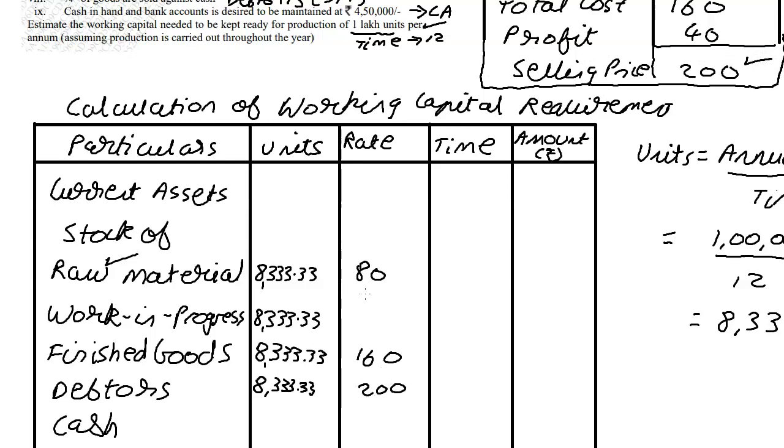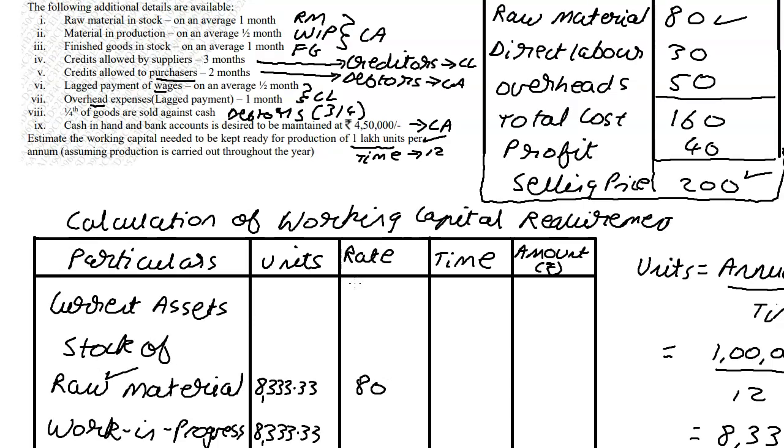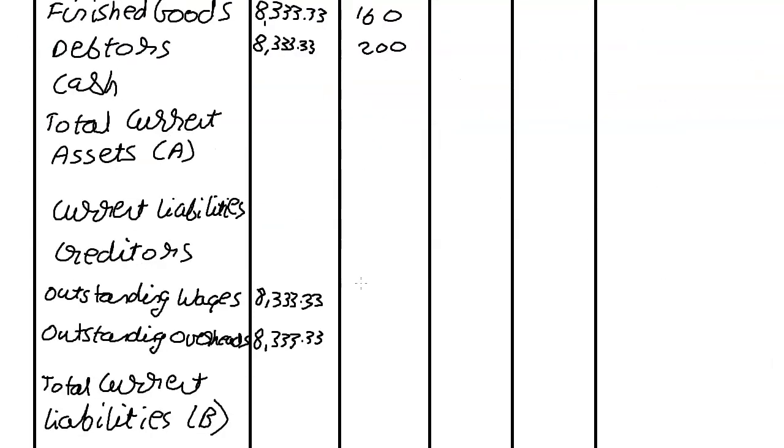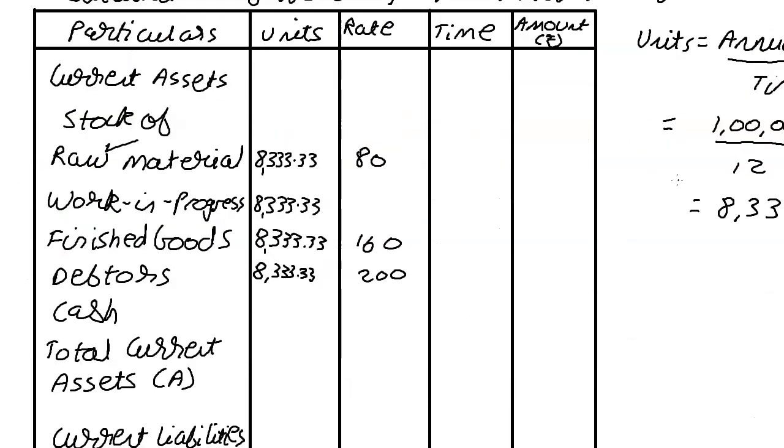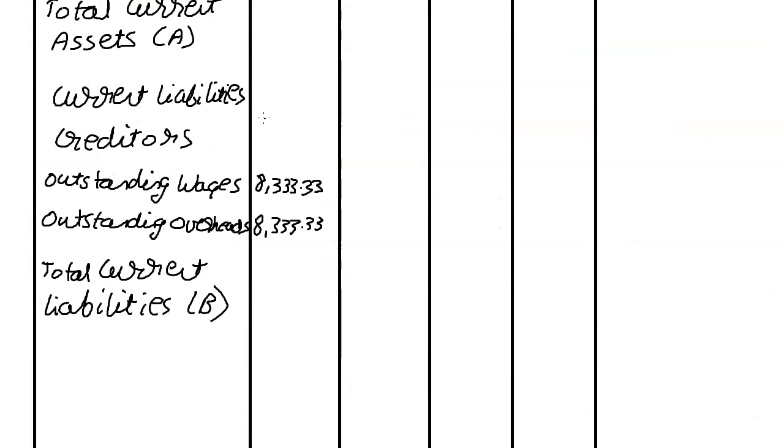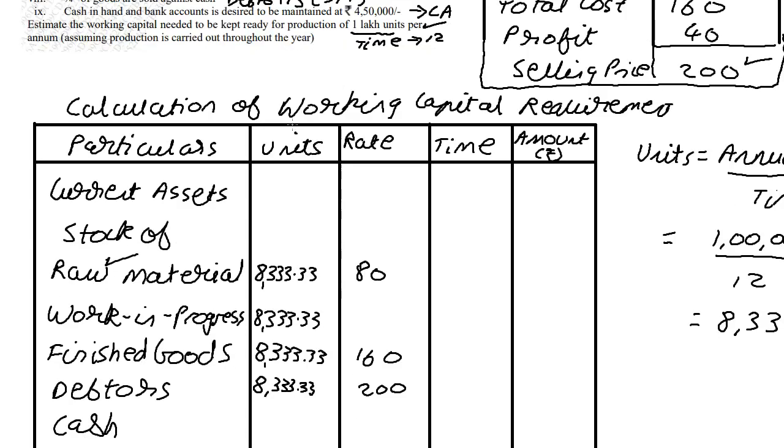Now, you may have noticed I've not done work in progress yet. I'm going to leave that for next step. I'm just going to fill up everything that's available. Creditors are for what? What are the creditors giving us? They're supplying us, right? They're supplying us with raw materials. So the same 80. And then we have outstanding labor and overhead. So 80, 30, 50, one below the other. And remember, labor's wages. We forgot to put 8,333.33 here. I've done it now. Okay, so I am done with most of rate.